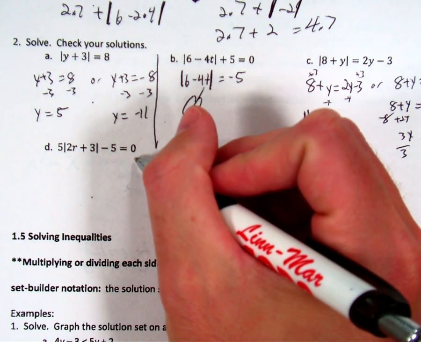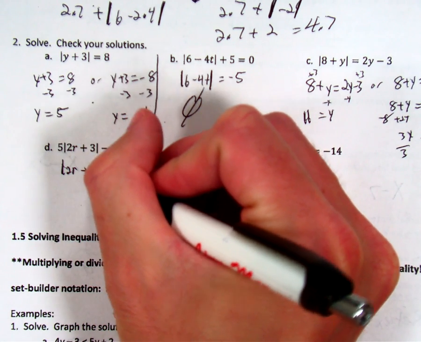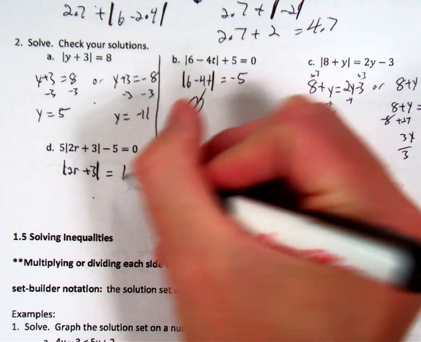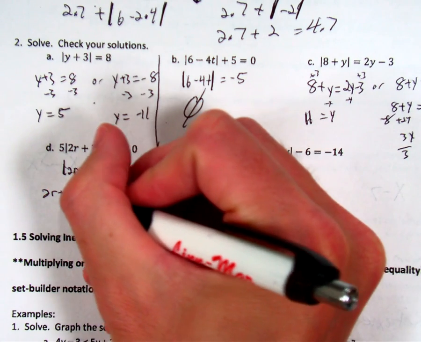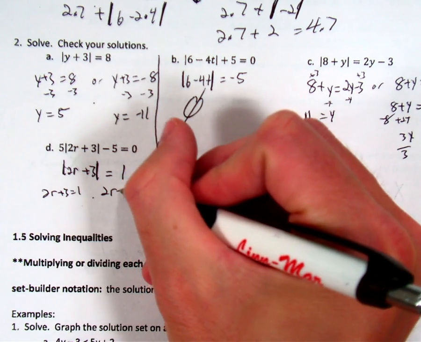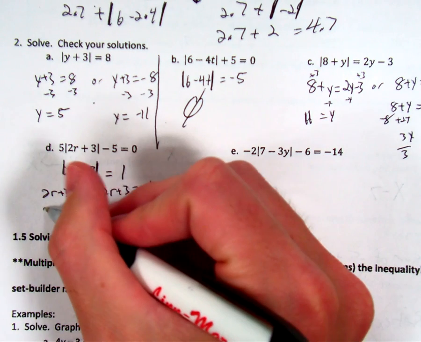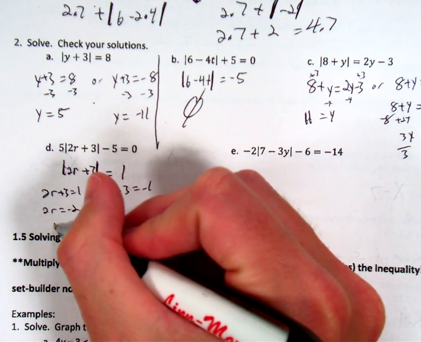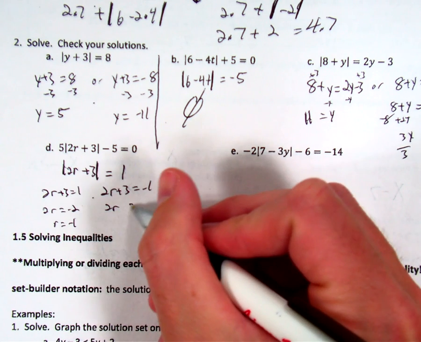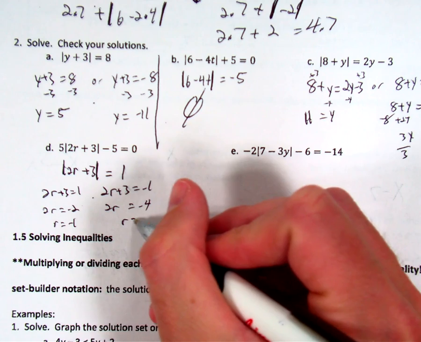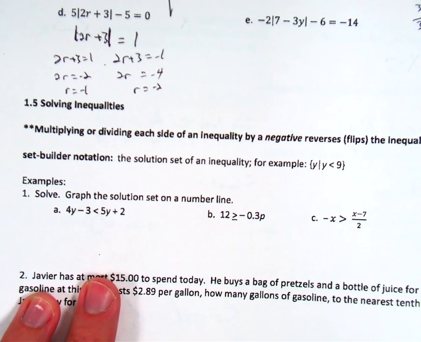Okay, we're going to add 5 over and then divide by 5. So we're going to have absolute value of 2r plus 3 equals 1. Positive 5 divided by 5 is 1. So you have 2r plus 3 equals 1, and 2r plus 3 equals negative 1. Subtract the 3 over. Divide by 2, we'll get negative 1 for that. Subtract the 3 over. Divide by the 2, negative 2 over there. So we'll have negative 1 and negative 2.